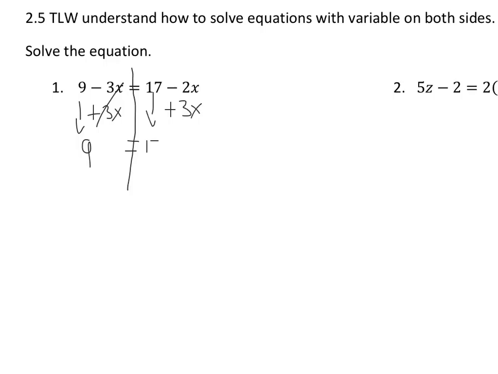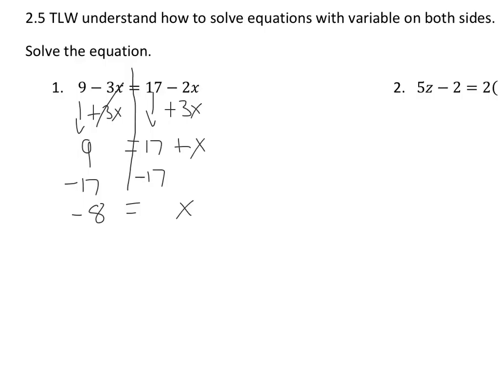Bring down your 17. Negative 2 plus 3 is 1. How do I get rid of the 17 now? I subtract. So I get x equals negative 8. Okay?